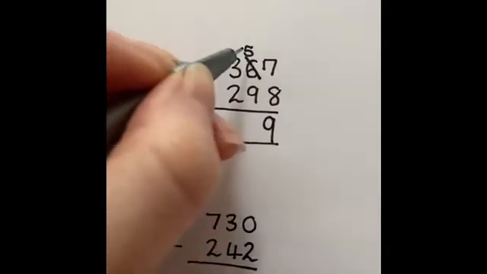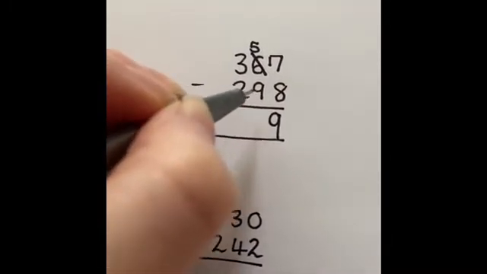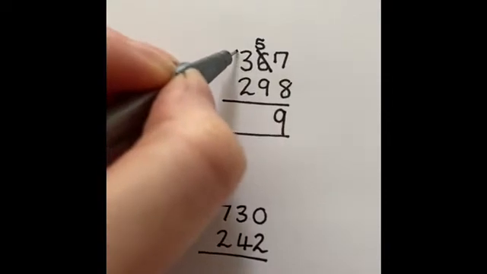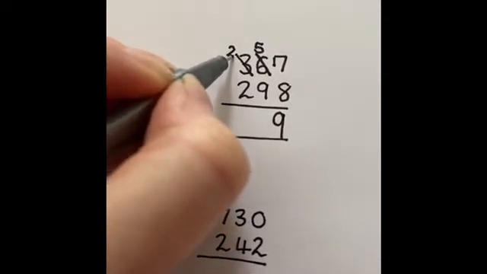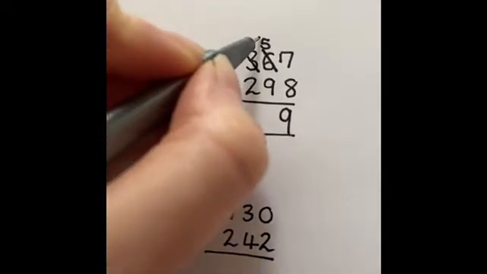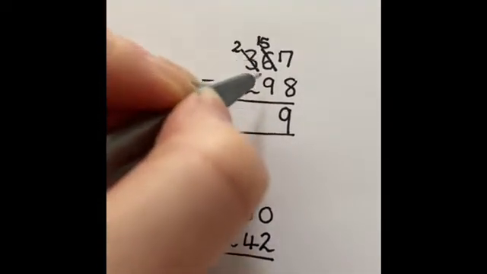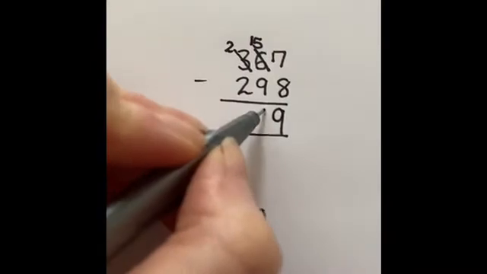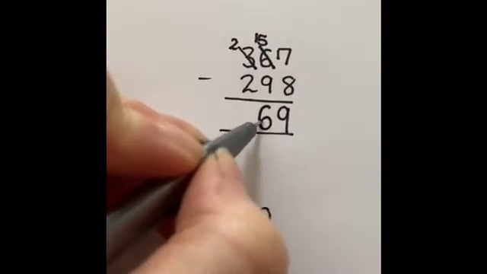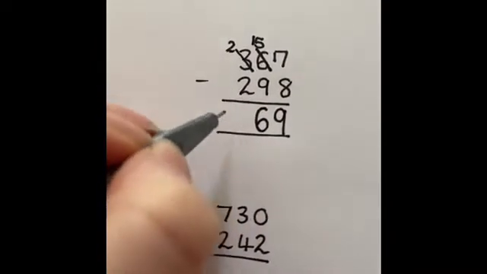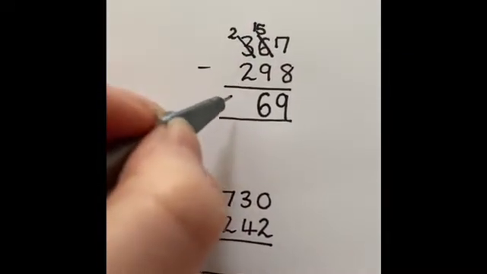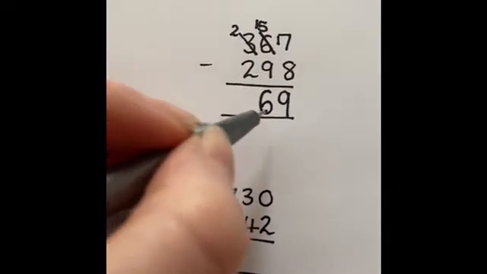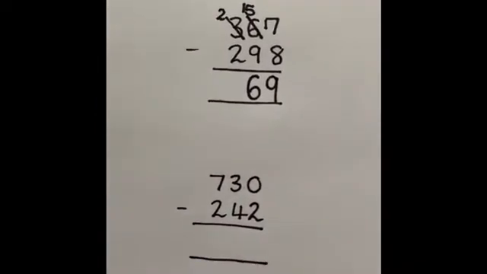5 take away 9, is there more on top or more on the floor? There's more on the floor, so go next door to borrow some more. There's no longer 300, there's only 200s left. The one that I want I'm going to drop off here. 15 take away 9 is going to be 6. And 2 minus 2, just like before, 200s take away 200, there's nothing there. There are no hundreds left, so the final answer is 69.